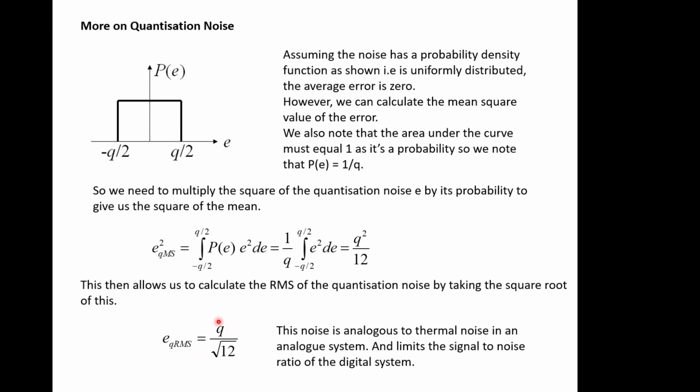This is not analog noise, this is digital noise. So q over root 12 is something that we're going to be interested in as a number, and q is obviously the quantization error.